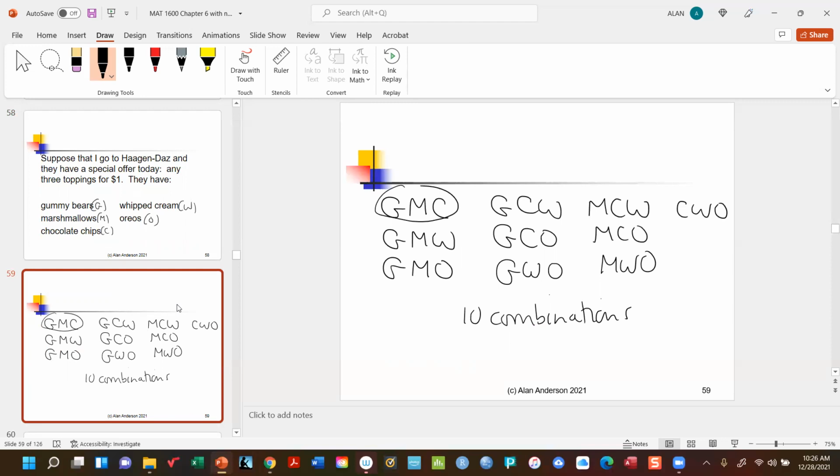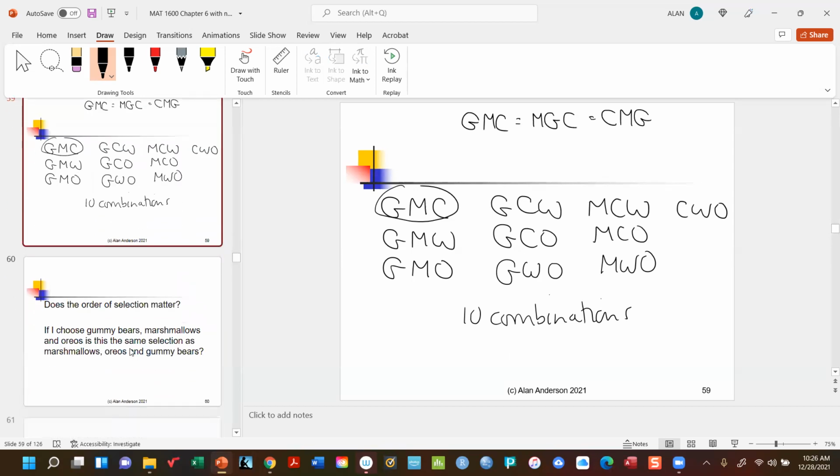The point of this is that GMC, MGC, and CMG are all the same choice. Actually, there are 6 different ways we can do this, but I just want to make it clear that we're not counting these as separate choices, because this one represents gummy bears, marshmallows, and chocolate chips. It doesn't matter what order I put them in. So each of these is a unique combination, and we found that there are 10 of them by writing up a list.